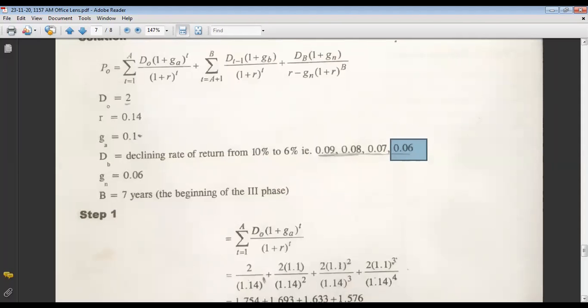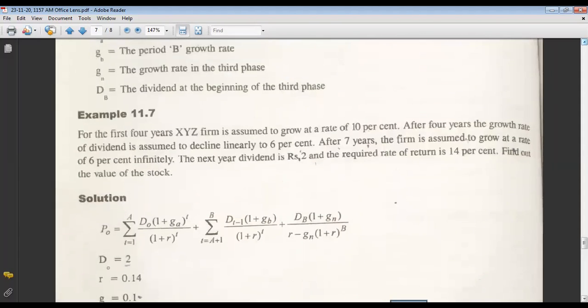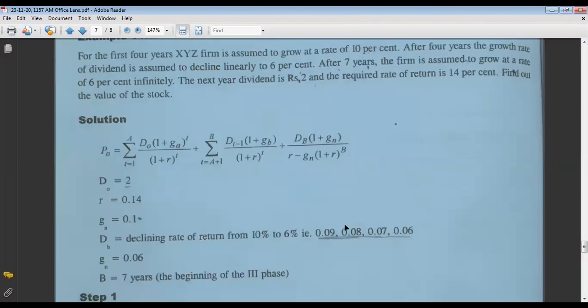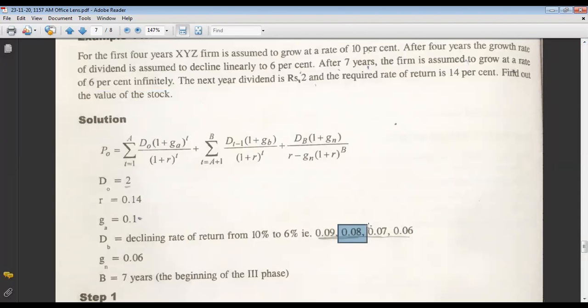That is what is mentioned in the problem. If I just look at it, after 7 years, the firm is going to grow at 6% constantly. So if you count, 4 years are going to get over with 10%. This is your 5th year. I repeat again. This is your 5th year, 6th year, 7th year. 8th year onwards, it is going to have a constant growth.